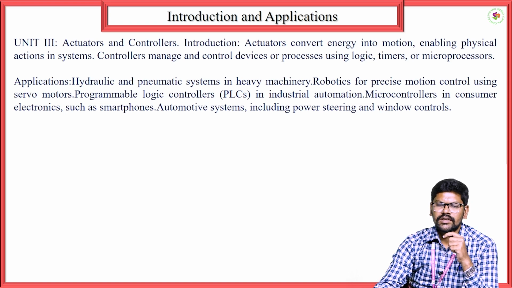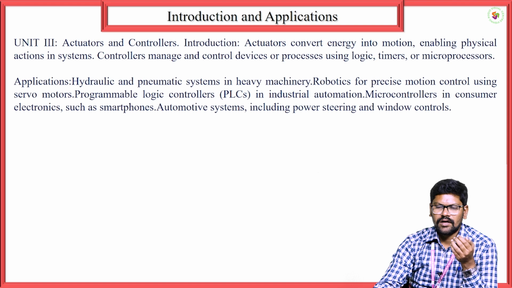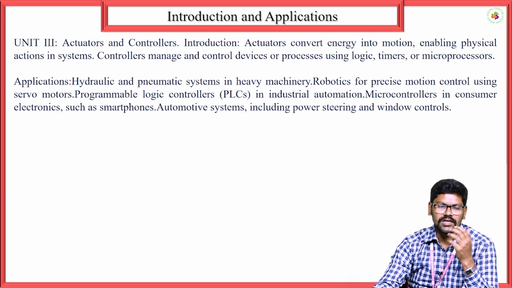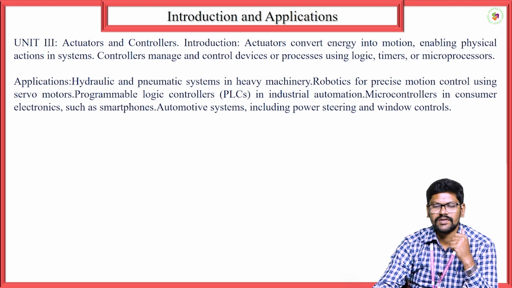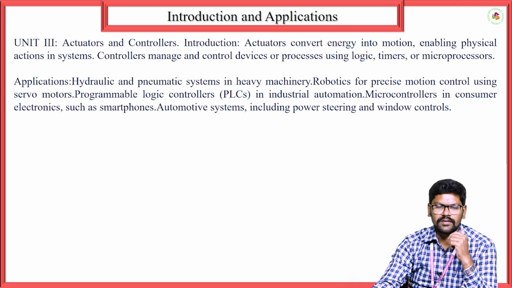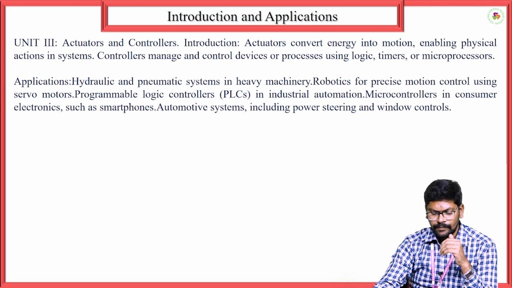And for the entire unit 3, the applications include hydraulic and pneumatic systems, which are used in heavy machinery, and robotics for precision motion control using servo motors. These motors come under the actuator part. Programmable logic controllers are used in industrial automation. We use programmable logic controllers and microcontrollers in consumer electronics, such as smartphones, and in automotive systems including power steering and window control. These are some applications for unit 3.